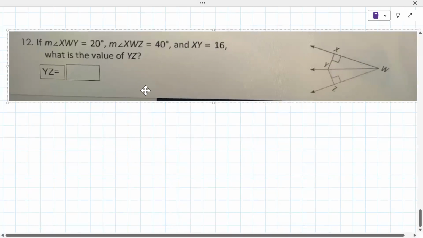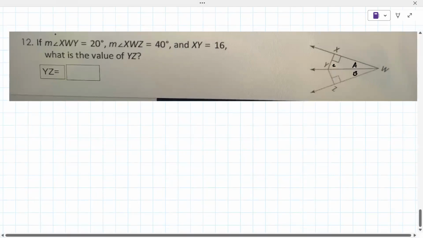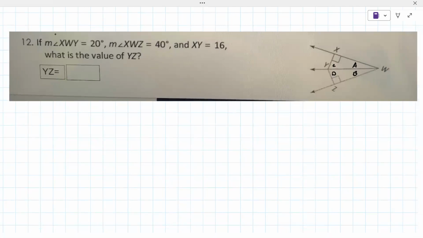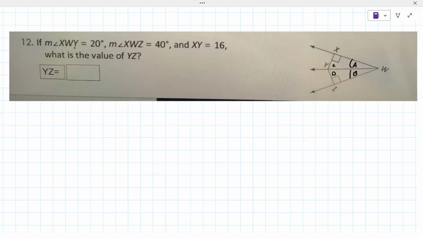All right, so 12 here, measure of angle X, W, Y, A, B, C, or D. Which of those four letters is X, W, Y? I'm just trying to remind you how to identify the angle. When they use three letters, a lot of students don't know which one it's referring to. Is it A? Is it B? Is it C? Is it D? X, W, Y.